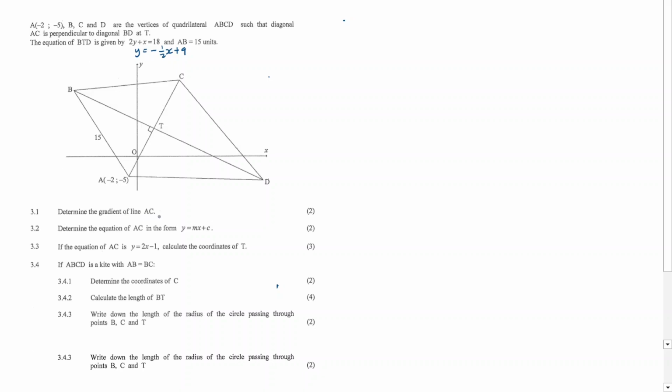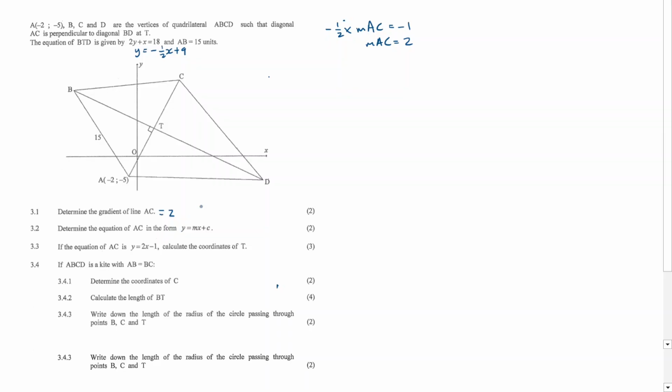Determine the gradient of AC. So if this gradient, now I can see, is minus a half, then the gradient of AC will be 2. The way that you get perpendicular gradients is the one gradient times the other gradient should equal minus 1. Therefore, the gradient of AC, if I times that up, will just be 2.